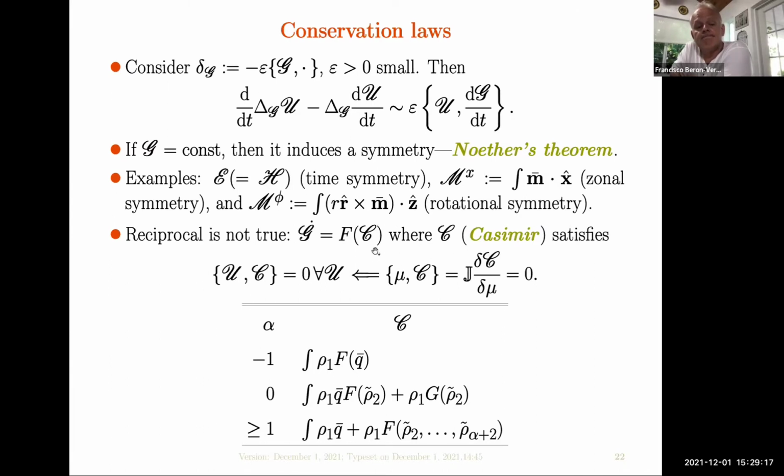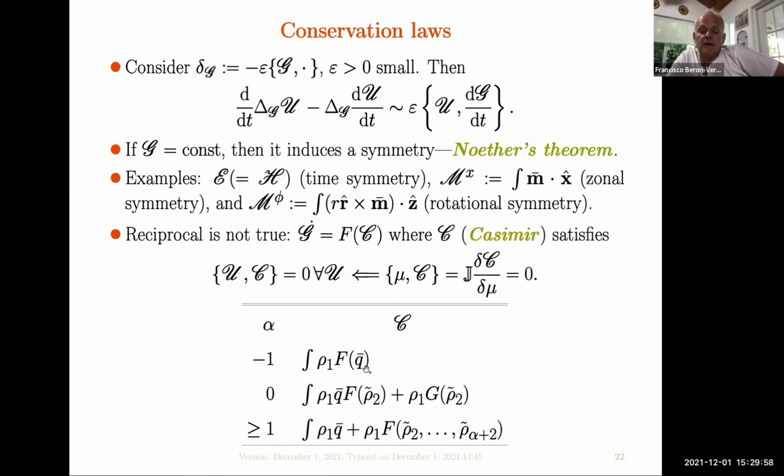There are certain conserved quantities that we call Casimirs that form the kernel of the Poisson operator. I mean, they commute with any functional in the Poisson bracket. These are conserved, and they are not related to explicit symmetries of the system, but they are related to symmetries lost in the reduction from the Lagrangian description to the Eulerian description. Depending on the value of alpha, we're going to have Casimirs that take different forms. If alpha is equal to minus one, it's going to be an integral of a function of vorticity.